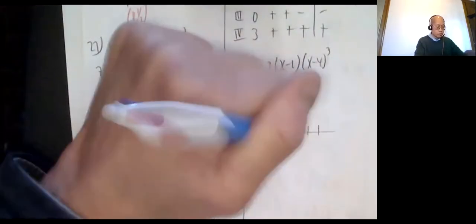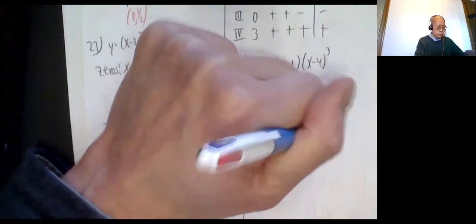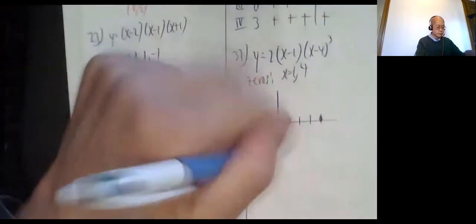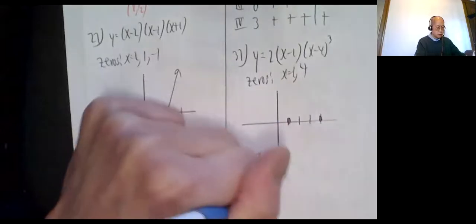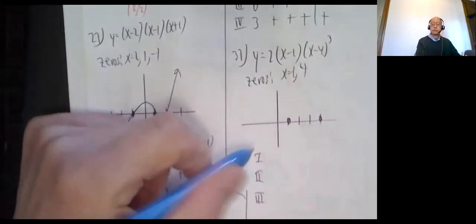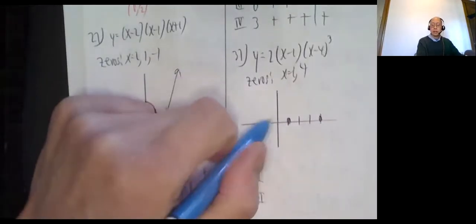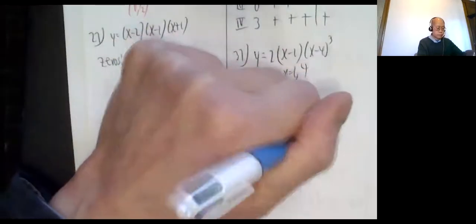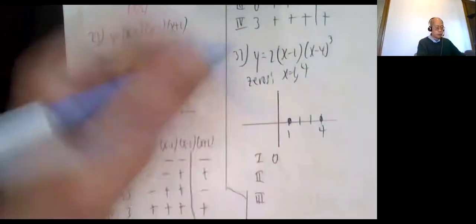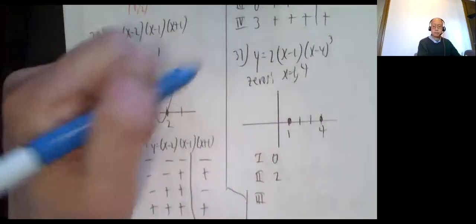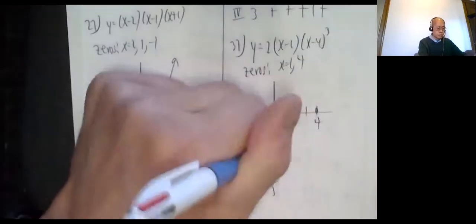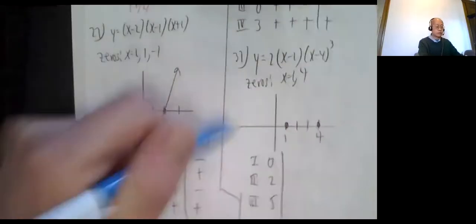One, two, three, 4. 0 there, 0 there. One, two, 3. Okay, something over here, 0. Something between 1 and 4, well, 2. Something over here, 5. Draw a line to separate in this particular case.